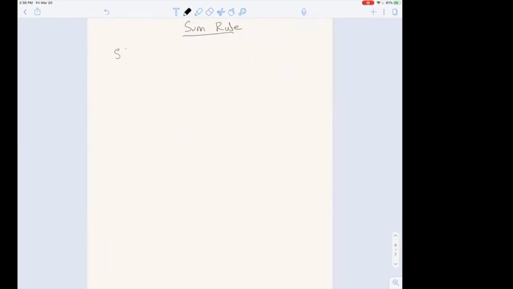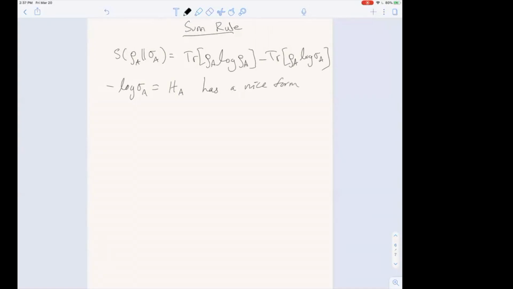So first, I need to know the following object, which is called the relative entropy between two states, which is trace rho_A log rho_A minus trace rho_A log sigma_A, where these are density matrices on A. So minus log sigma_A we call the modular Hamiltonian on A. And this has a nice form in general for Rindler wedges, and in a CFT, anything conformally related to a Rindler wedge will have a nice form.